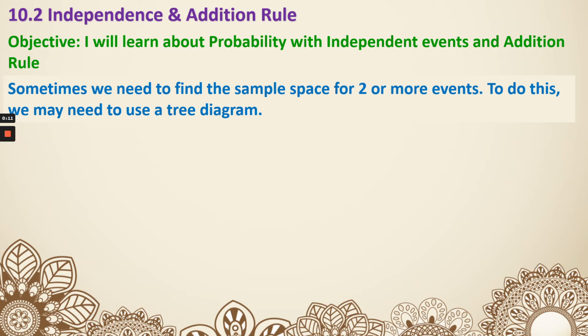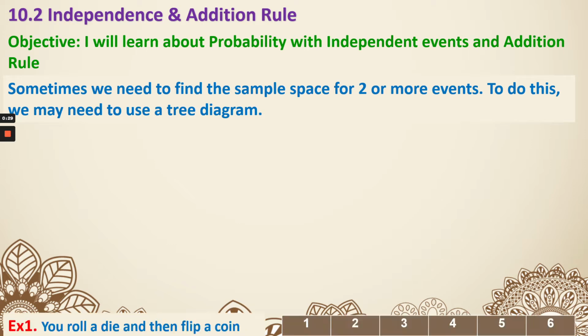Sometimes we need to find the sample space for two or more events. We have learned how to find a sample space for just one thing in the previous lesson. For example, finding the sample space of all numbers from 1 through 7, we just write down 1, 2, 3, 4, 5, 6, 7. But this time we're going to do two events, and we're going to generate a sample space. So let's have a look at the first example.